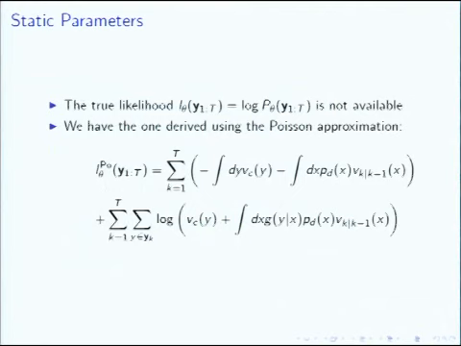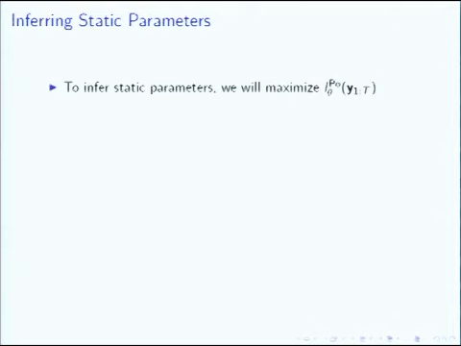So what we would like to do is, given the record of observations, we'd like to estimate the true likelihood. But it's not available to us, obviously. But what we have is one derived using the Poisson approximation. Okay, and it looks like that. Of no great importance what it looks like. The fact is that we have it, and we can compute it once we see our observation record. So what do we do now? Well, we do all we can essentially. We just infer the static parameters by maximizing our approximation.